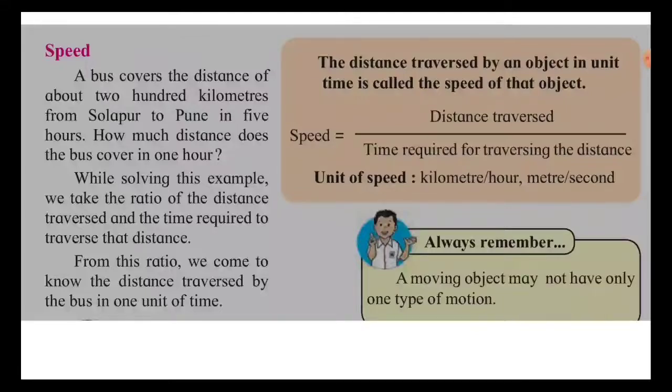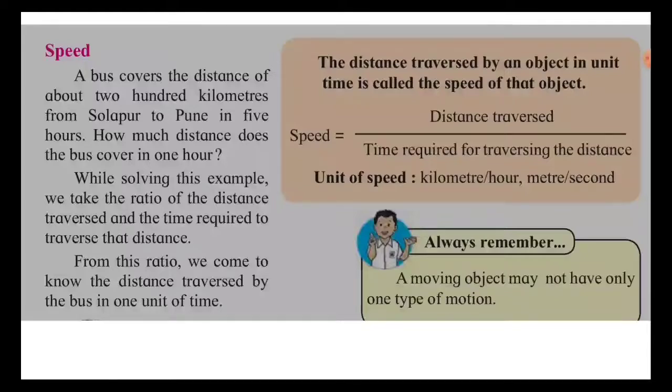That means if you are traveling 5 kilometers in 5 minutes, then you have traveled 1 kilometer in 1 minute. The distance is 5 kilometers, the time is 5 minutes, so we divide it and say that you have traveled 1 kilometer in 1 minute. That is your speed. So the unit of speed is kilometer per hour or meter per second. These are the two units.